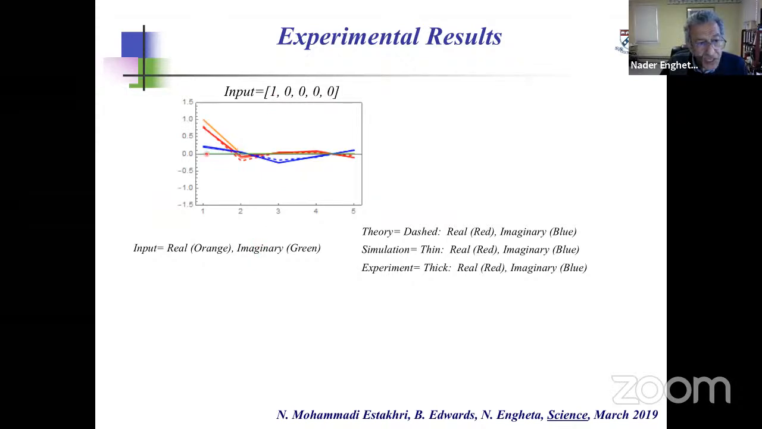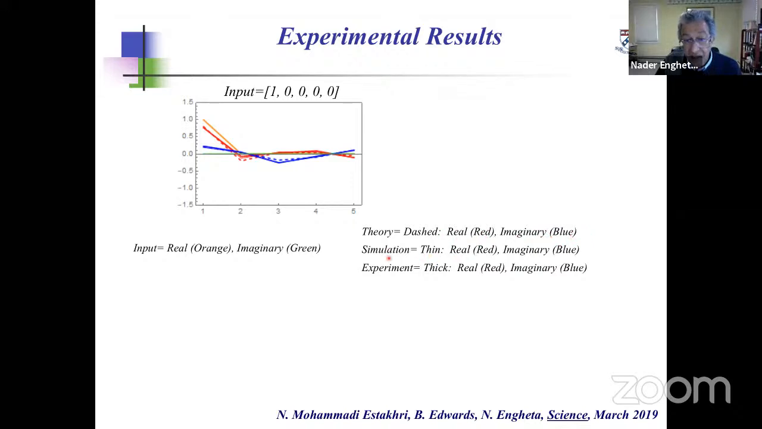The orange and the green you see is basically the input. The orange is the real and the green is the imaginary part, which of course, this is real, so it doesn't have an imaginary part. But the other curves, the six curves that you see there, consist of three pairs of curves. The dashed one is the theory curve. By theory, I mean the result that you expect mathematically to get from that integral equation. The real is shown by red, the imaginary part shown by blue.